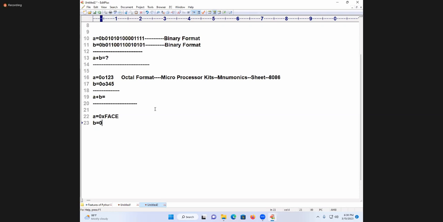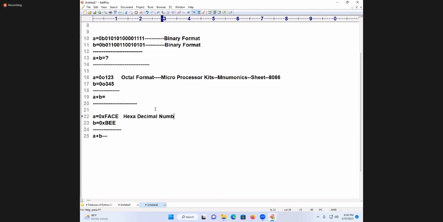b is equal to what? 0x BEE. 0x BEE. These are very frequently asked questions. And what will be a plus b? This is called which type of number system, students? Hexadecimal number system.